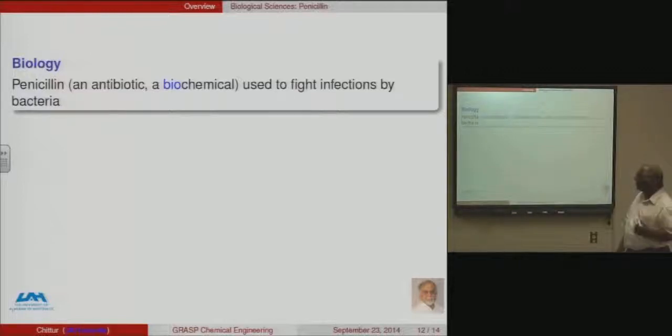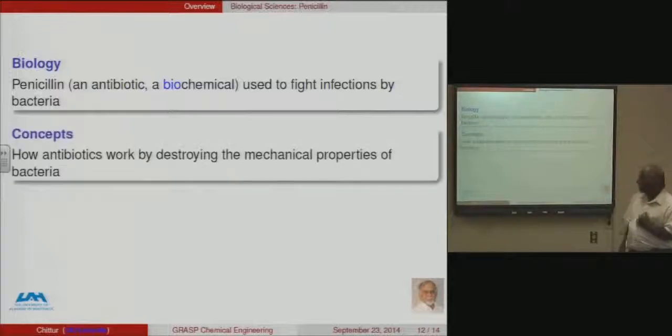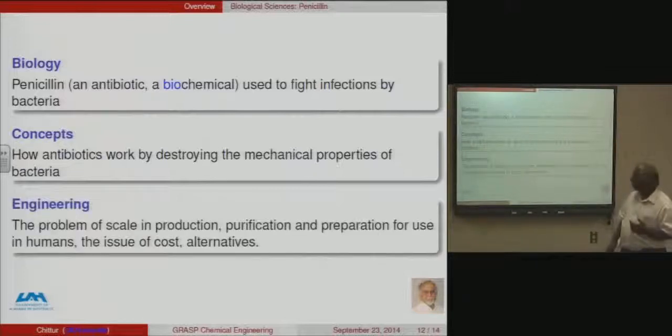Okay, so the next product in biology we'll talk about is penicillin. It's a wonder drug of World War II. It's called an antibiotic. It kills bacteria and is used to fight infections. And there are many different kinds of antibiotics. There are some antibiotics that work by destroying the cell wall. Other antibiotics work by stopping the production of proteins or preventing the DNA from replicating itself. There are many, many different ways in which antibiotics actually work. So we'll take a look at some of those concepts.